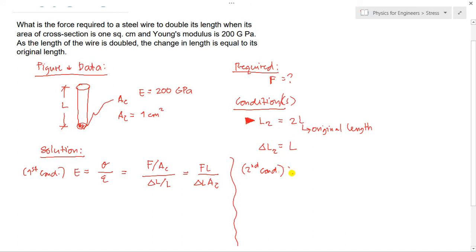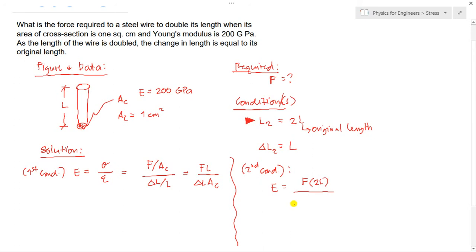Here the length is doubled. The modulus of elasticity E stays the same for the second condition, since it depends on the material. We did not change the material, so it remains E. And this time our force is the force we are looking for. Force times the length. What is the length for the second condition? That is L2, which is equal to twice the initial length, so 2L, divided by the change in length.